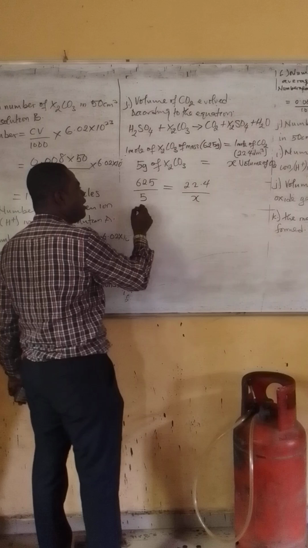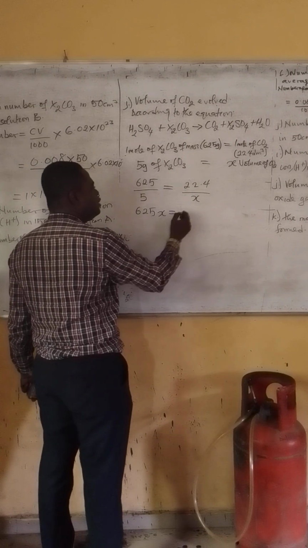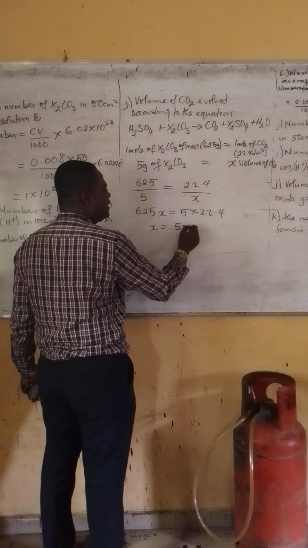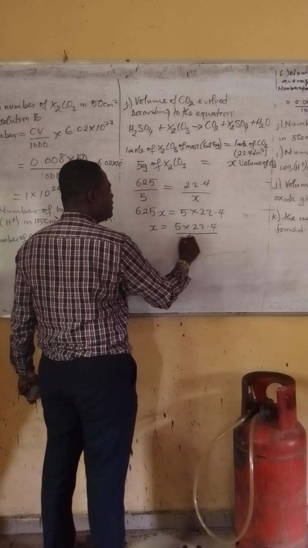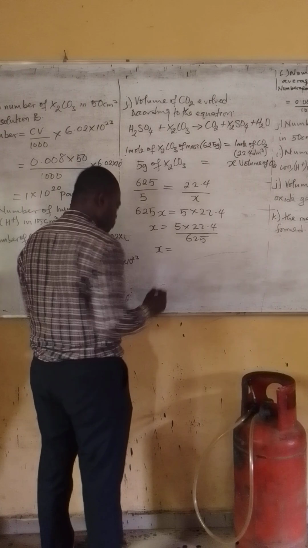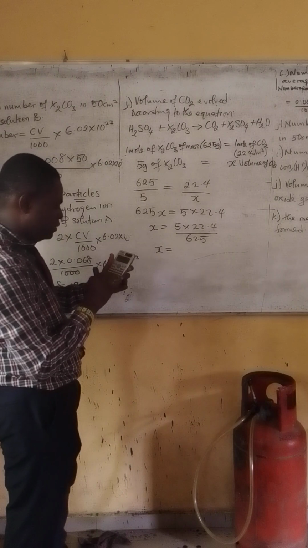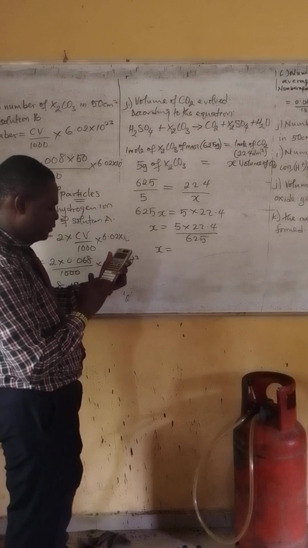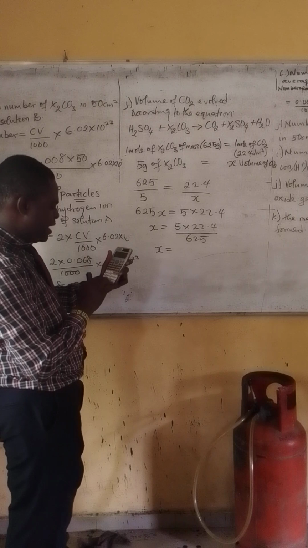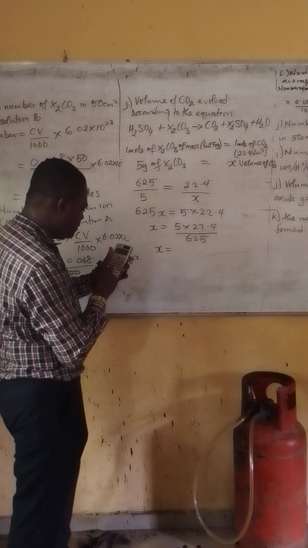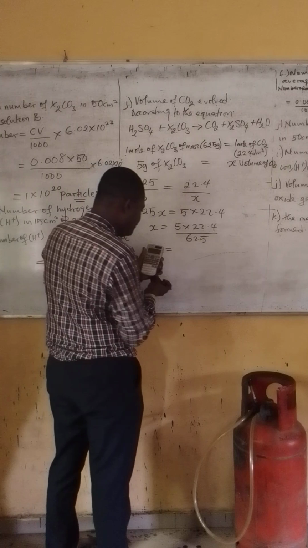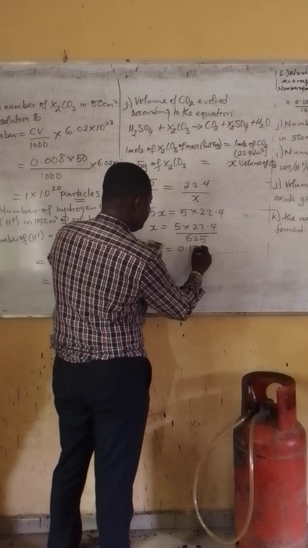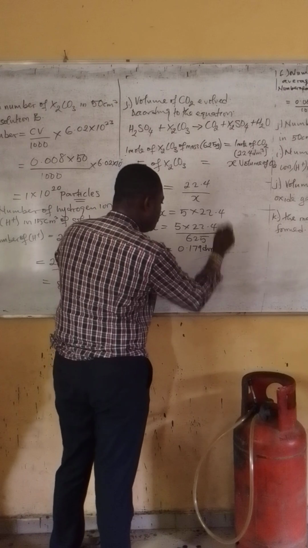We cross multiply. We have 625X is equal to 5 times 22.4. So our X is now 5 times 22.4 over 625. Our X now becomes 5 times 22.4, then divided by 625. That gives us 0.179 dm³. That's the volume of CO2 evolved.